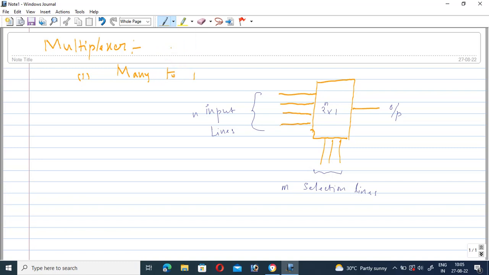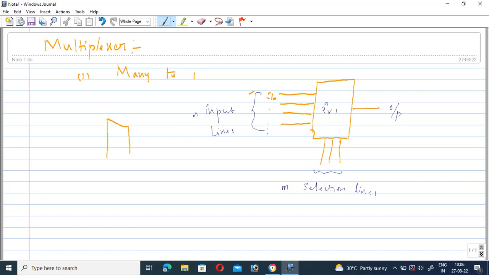The selection of a particular input line is decided by the selection lines. In a multiplexer we have n input lines, it may be I0 or whichever, and which line you are going to select for the output is decided by the selection lines. Therefore, the selection lines play a very important role in the multiplexer. This is a block diagram for the multiplexer. Graphically, we can represent the multiplexer in this way.